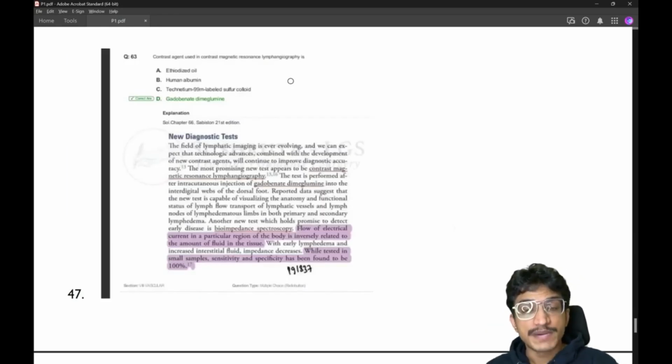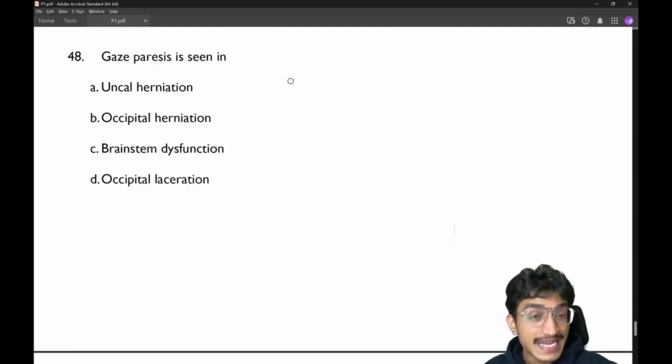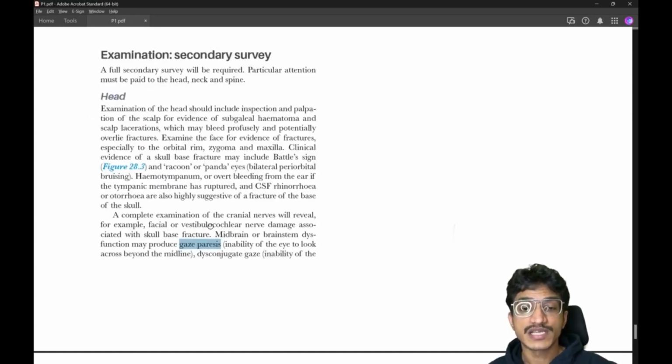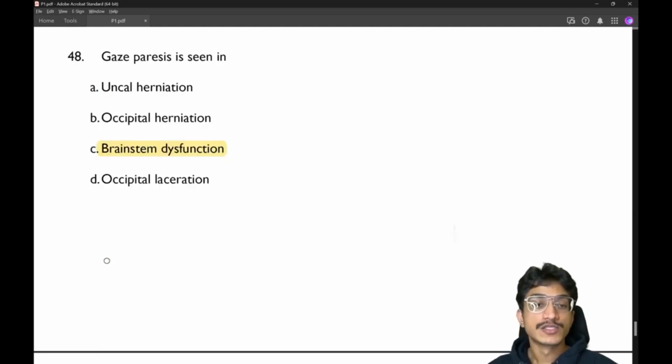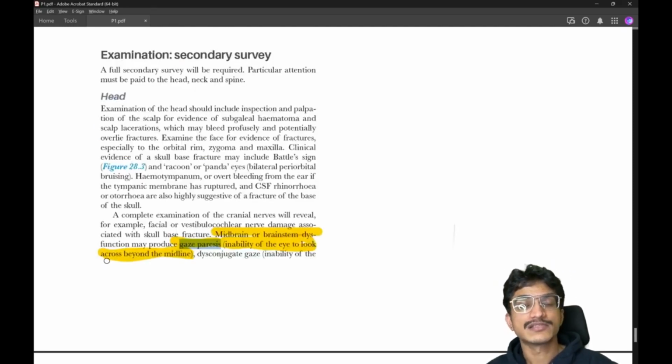Now this is a question which was repeated directly from our mock: the contrast agent used in contrast MRI lymphangiography, and the answer is gadopentetate dimeglumine. The answer is from Sabiston 21st edition. Gaze paresis: many of you answered uncal herniation, but actually the answer is brainstem or midbrain dysfunction, which is given in Bailey. Midbrain or brainstem dysfunction may produce gaze paresis, that is, inability of the eye to look across beyond the midline. So if the option was brainstem or midbrain dysfunction, then the answer should be that.